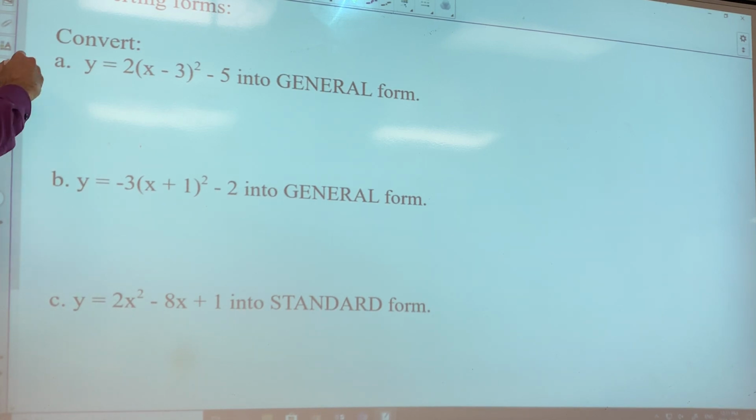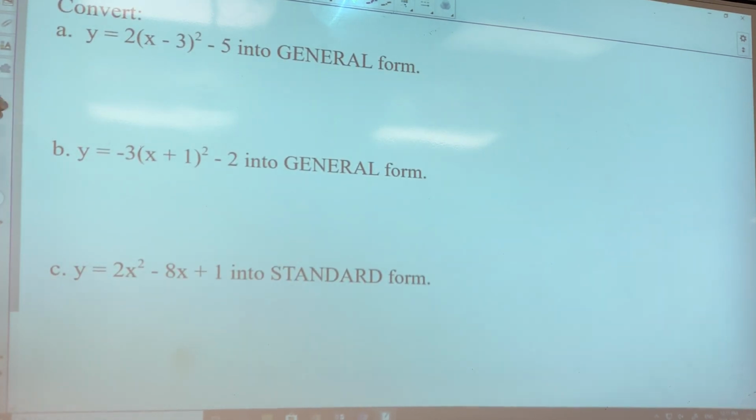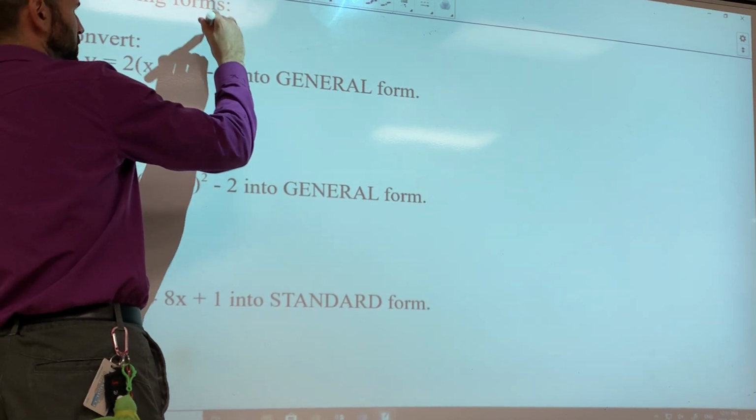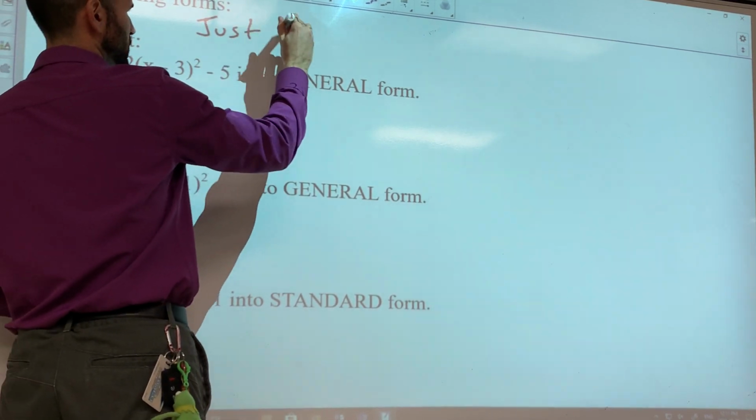Okay, let's convert. So converting it is easy. If you're going to convert something that's in standard form into general form, you just FOIL it out.